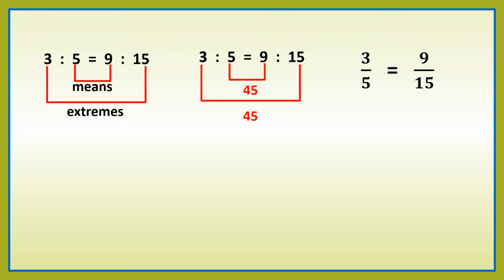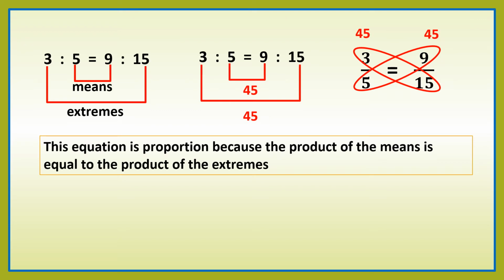Let us also consider this in fraction form. Cross multiplication: 3 times 15 is 45. 5 times 9 is also 45. You have noticed here that the product of the means and the product of the extremes are equal. Therefore, this equation is a proportion because the product of the means is equal to the product of the extremes.